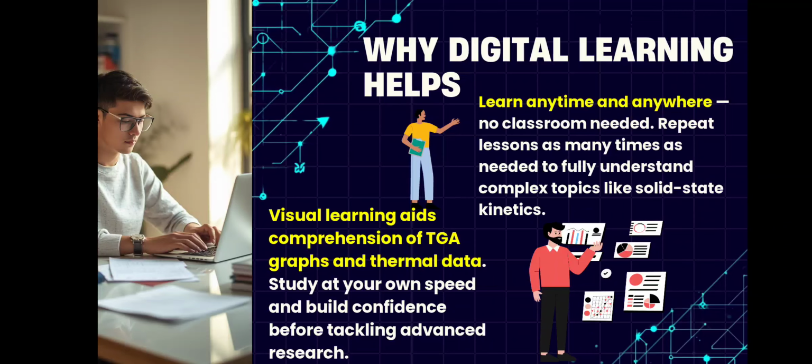Now let us see why digital learning is especially useful for chemistry. Some topics such as solid-state kinetics and thermal analysis are difficult to understand from a textbook alone. Digital learning allows a student to watch animations, graphs, and demonstrations that explain each concept step by step. If a topic seems difficult, students can simply replay the lesson until they understand it clearly. Learning at one's own pace reduces the fear of complex topics and builds confidence before moving on to advanced research work.